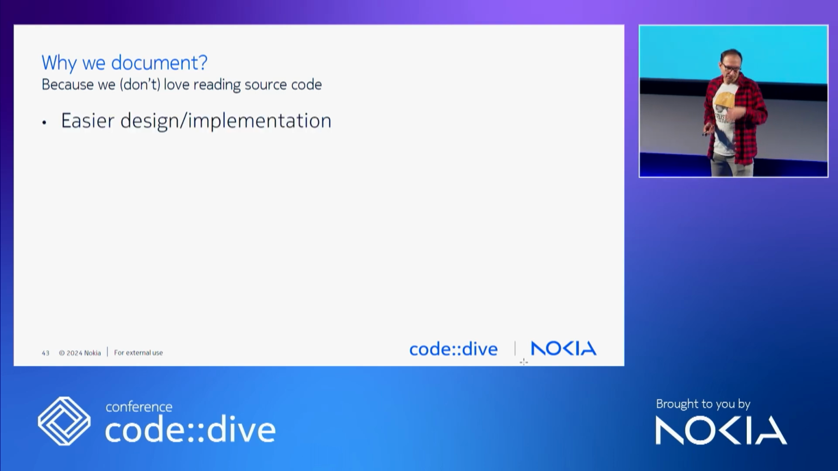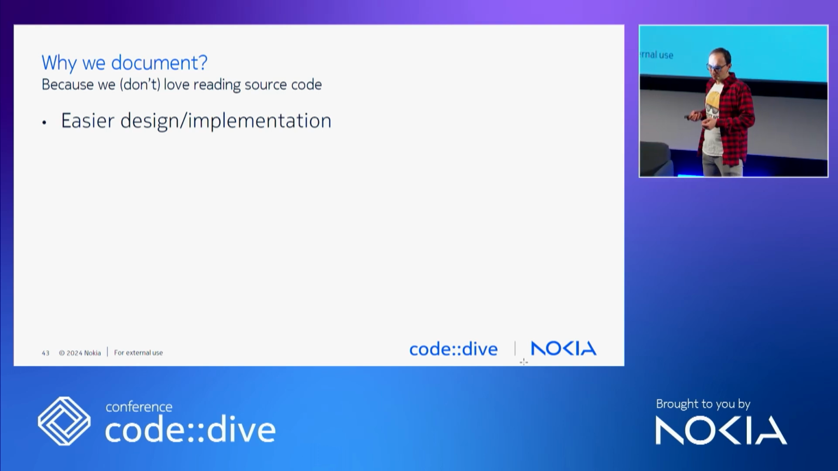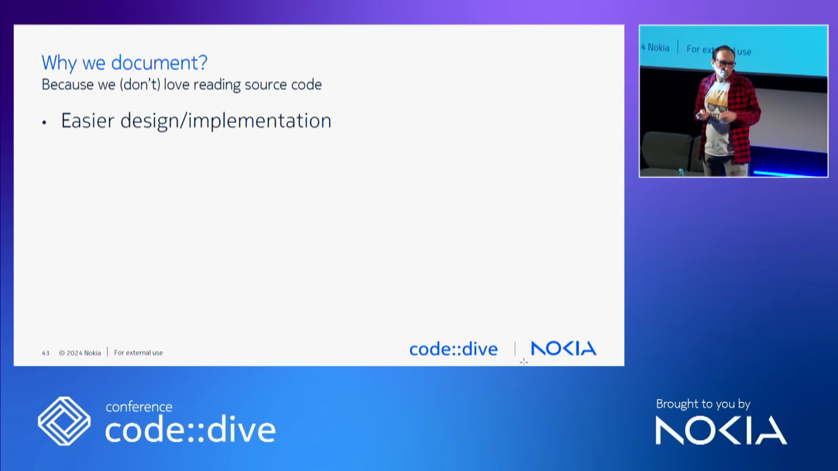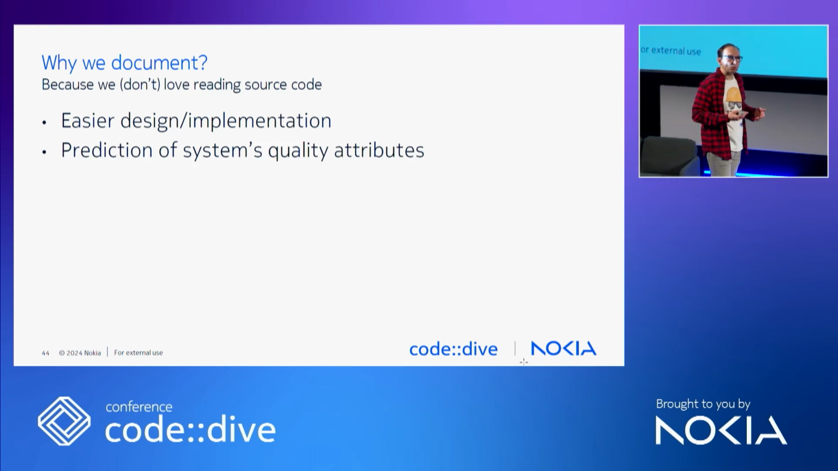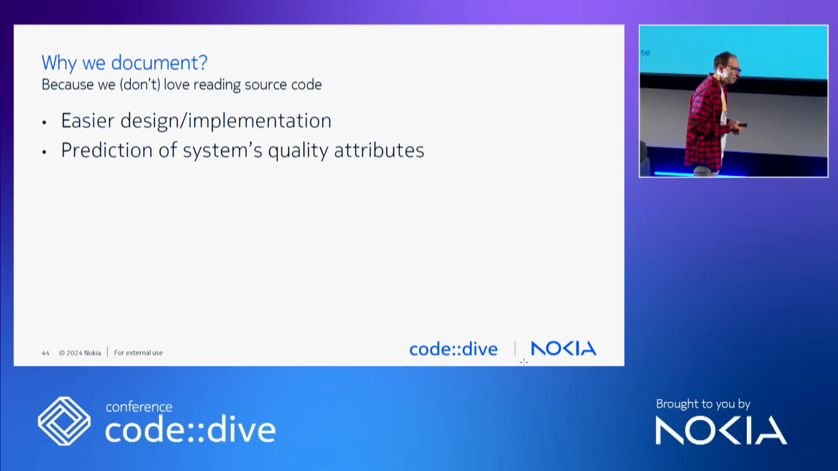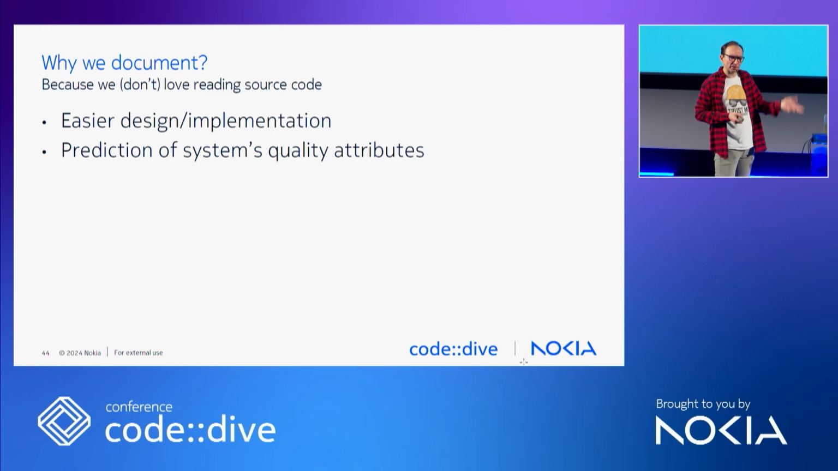So yes, we use documentation to manage the complexity because it makes, first and foremost, our design implementation easier if you have good, proper architectural documentation. Then you can predict quality attributes of your future systems before implementing anything. Quality attributes like maintainability, security, performance, things like that.